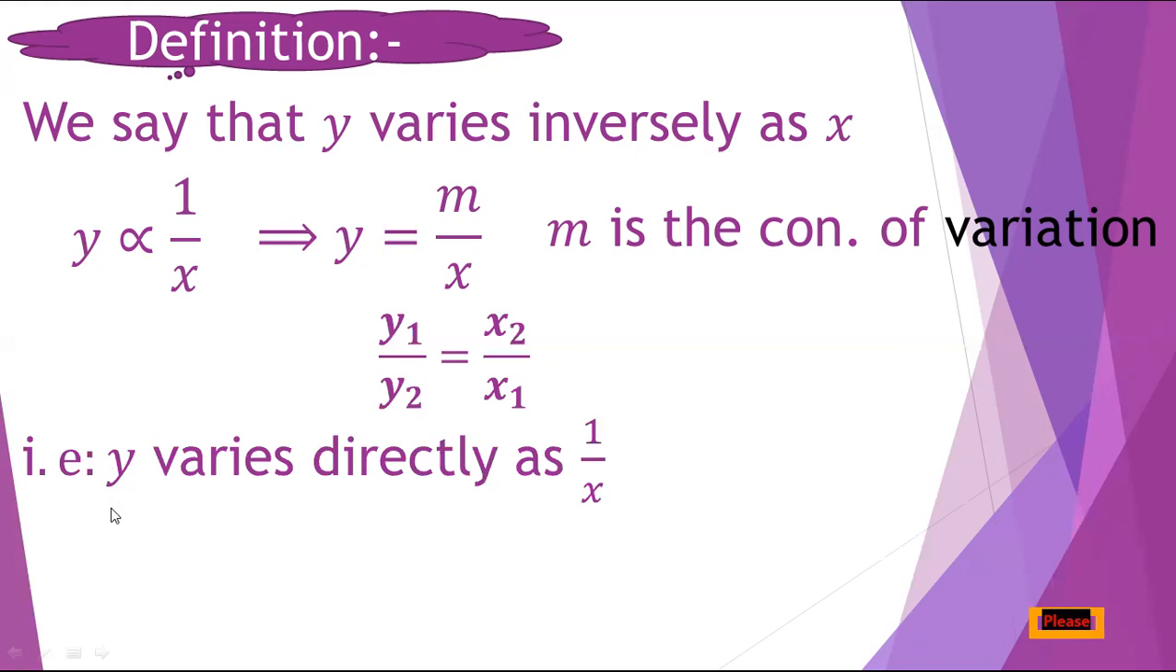Also, we can say that y varies directly as 1 over x. From this y, the sign 1 over x, we can read it as y varies directly as 1 over x.